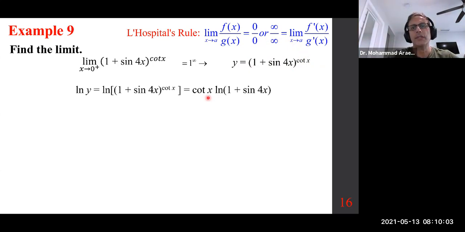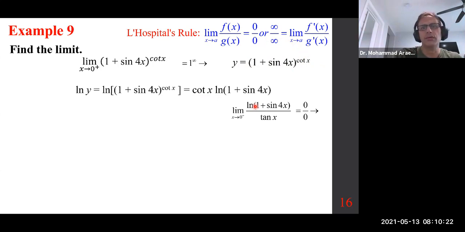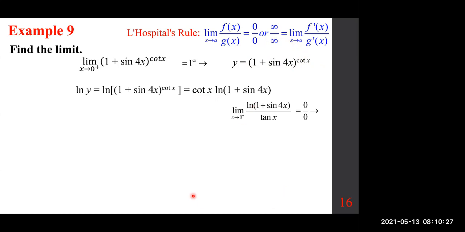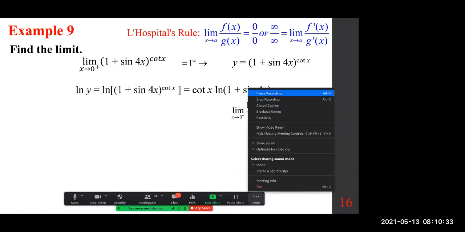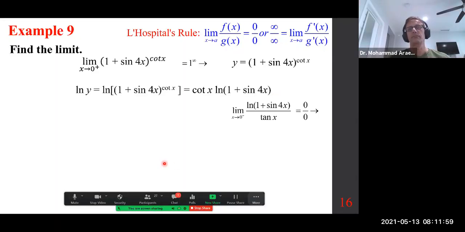Now, cotangent x, if we take it down, becomes division by tan x. Remember, cotangent x is 1 over tan x. Now if you plug in, replacing x with 0, you get 0 over 0, which means we can use L'Hopital's rule. By the way, remember we are using the natural log here. 0 over 0, and now we can use L'Hopital's rule.